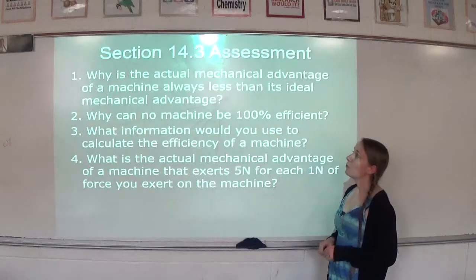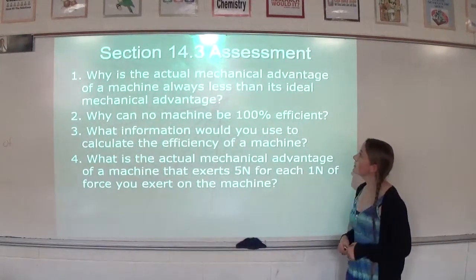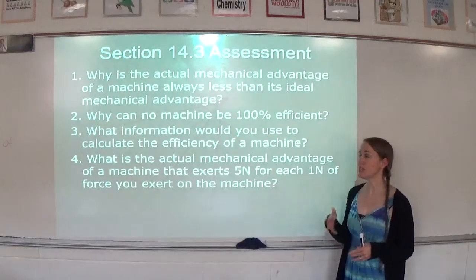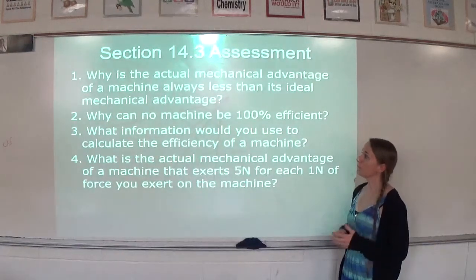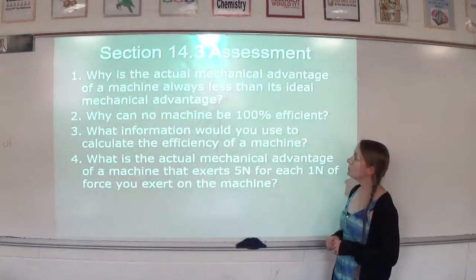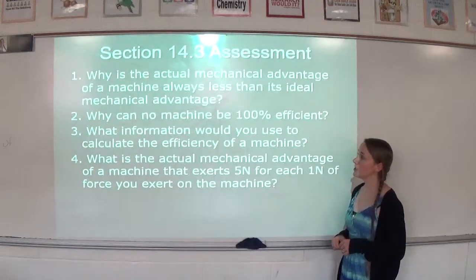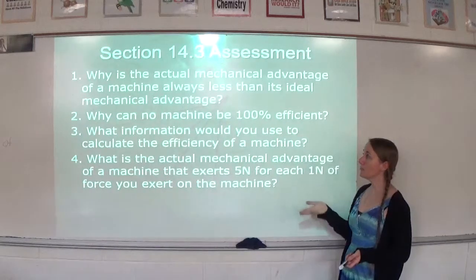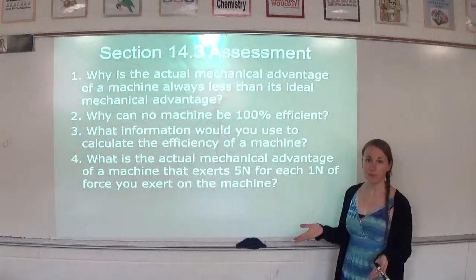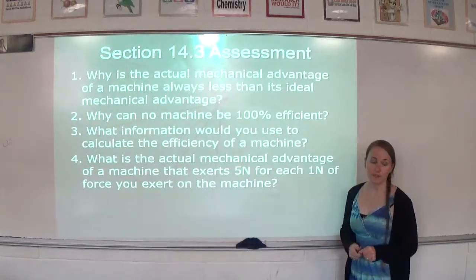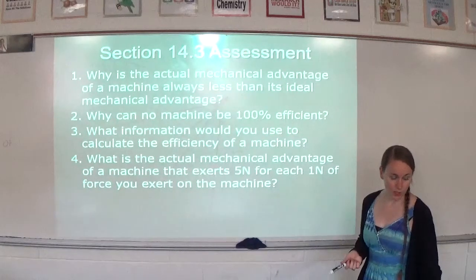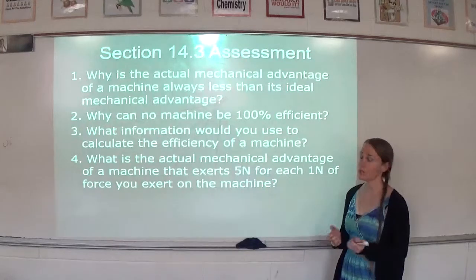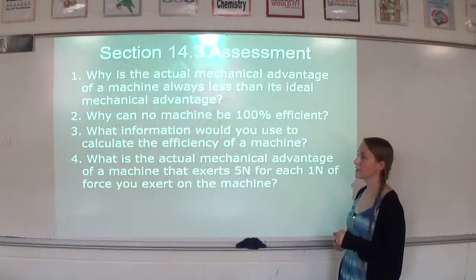All right, number 2, why can no machine be 100% efficient? Because of friction. We're always going to have friction that the machine has to overcome. Number 3, what information would you use to calculate the efficiency of the machine? Well, we just looked at the formula. For efficiency, we need work output and work input, because efficiency is our work output over our work input times 100. So you need work output and work input.